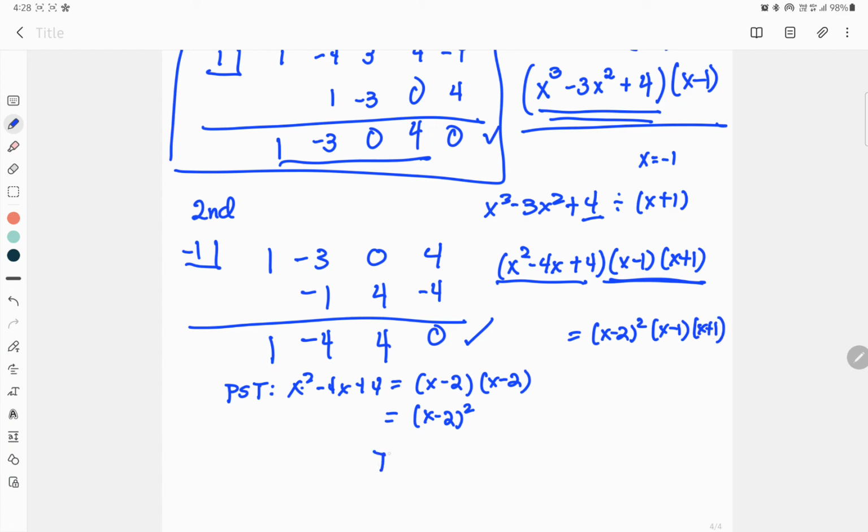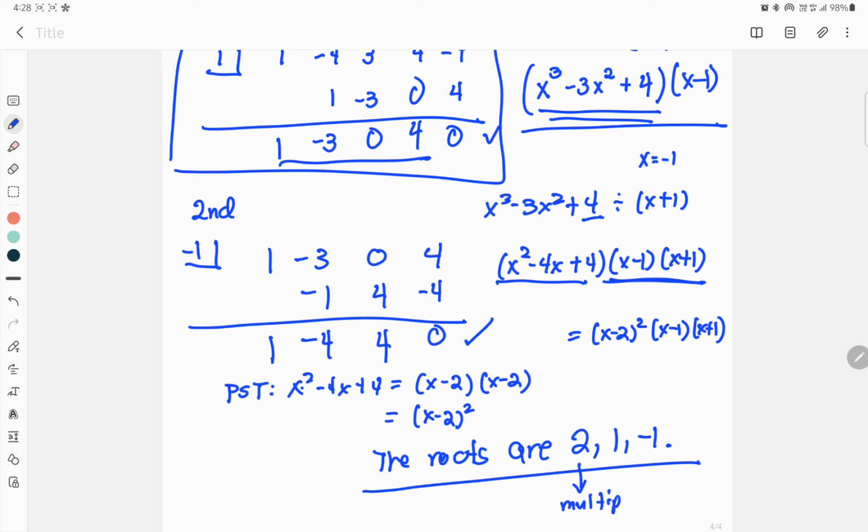Therefore, the roots are 2, 1, and negative 1. Then the 2 has a multiplicity of 2, if you were asked. However, the answer is this: the roots are 2, 1, and negative 1.